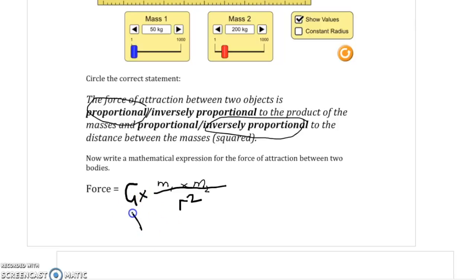This is called the universal gravitational constant.